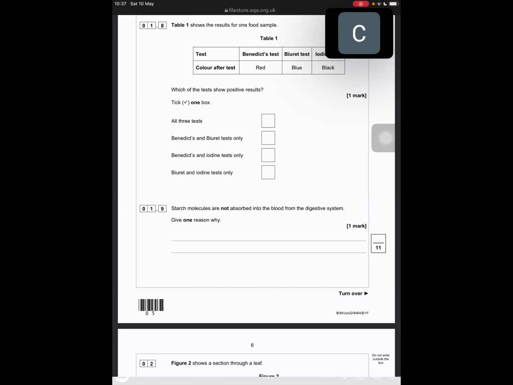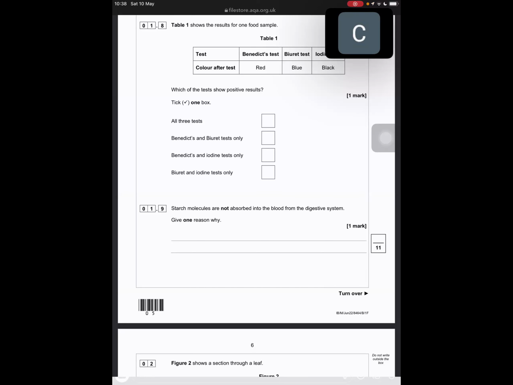It says starch molecules are too large. Starch molecules are insoluble. Okay, that's fine. So I think we pretty much covered it. Okay, so let's move on.